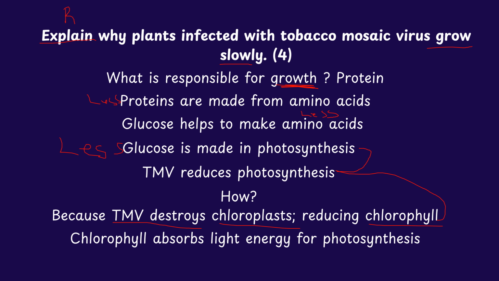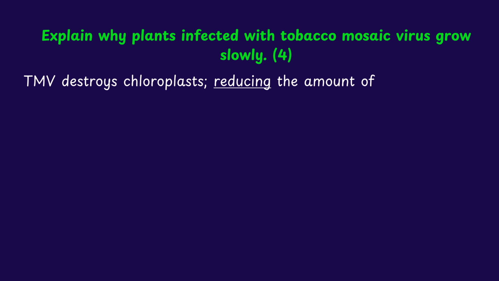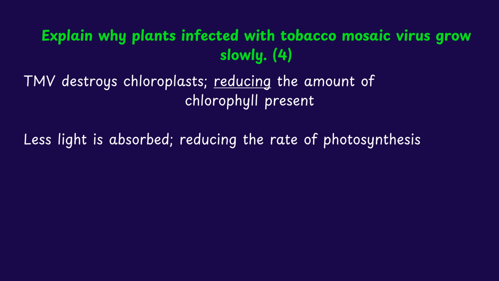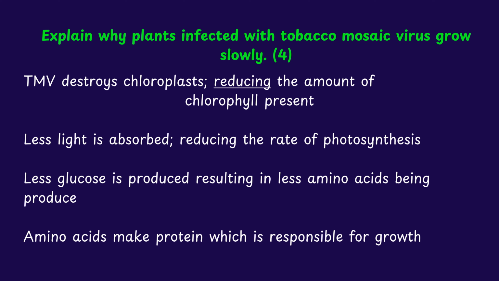All right, let us now put our response together. We're explaining why plants infected with tobacco mosaic virus grow slowly. One, TMV destroys the chloroplast, reducing the amount of chlorophyll present. Less light is absorbed, reducing the rate of photosynthesis. Less glucose is produced, resulting in less amino acids being produced. And amino acids make protein, which is responsible for growth.